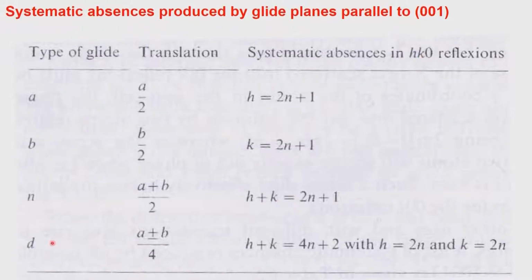And in case there is a diamond glide, which we have not discussed, which is probably out of the scope of this course, we will not consider this, but it will also have systematic absences as shown below. It is just for our record. We are not going to discuss how it turns out.